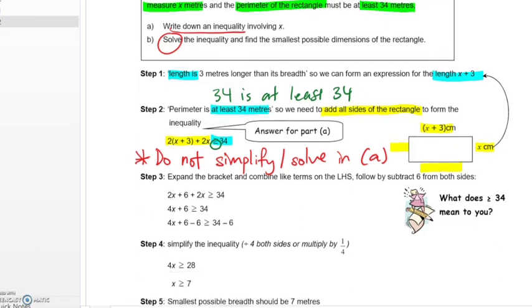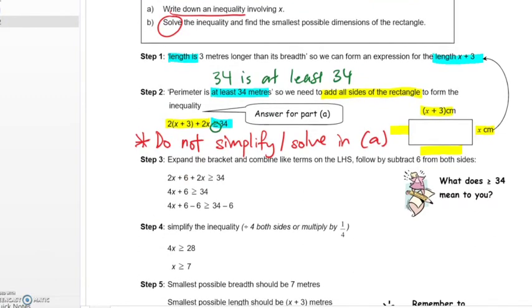Okay, so the next step, just very basic, expanding the brackets. You should be able to get this on your own. And then how are we going to get to the next line? Well, 4x + 6, that's simplifying it. Subtract 6 on both sides. So you end up with 4x is greater than or equals to 28. And then you divide by 4 on both sides or multiply by 1/4, and you end up with x is greater than or equals to 7. So this is only one part of the solution.